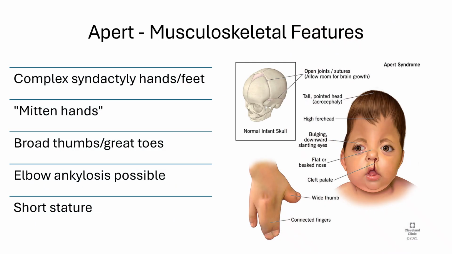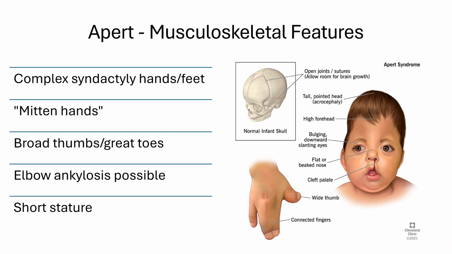The musculoskeletal features of Apert syndrome create some of the most distinctive and challenging abnormalities in all of pediatric medicine. Understanding these features requires thinking about how the same genetic defect that causes craniosynostosis also disrupts normal limb development, creating complex problems that will require multiple surgical interventions throughout childhood.